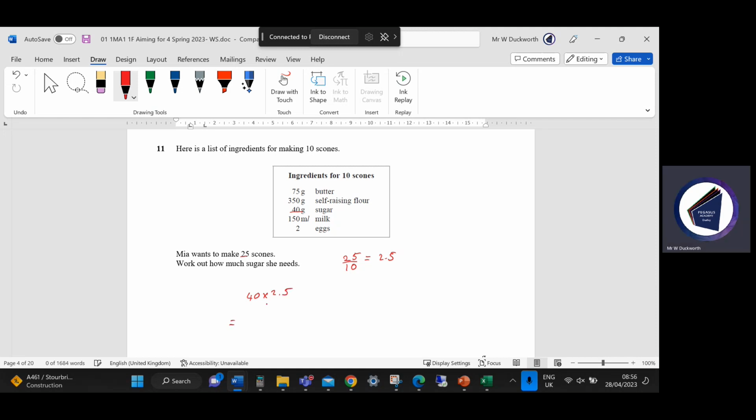And you can break this down. You could do the full multiplication if you wanted to. Alternatively, I would probably say, well, 2 lots of 40 would be 80, and a half of 40 would be 20. So if I add them together, I would get 100.